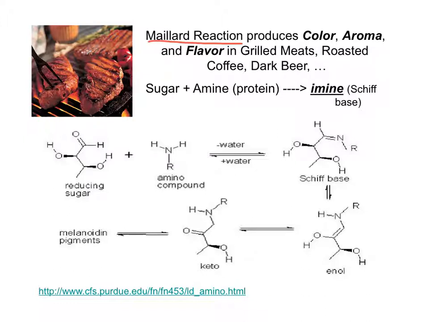In this reaction, a sugar reacts with a protein, which contains an amine, to form an imine. So stop the video and find the imine in this reaction sequence. So here's the imine. That imine is an intermediate to form eventually these melanoidin pigments, which are responsible for the color and eventually the flavor and aroma.